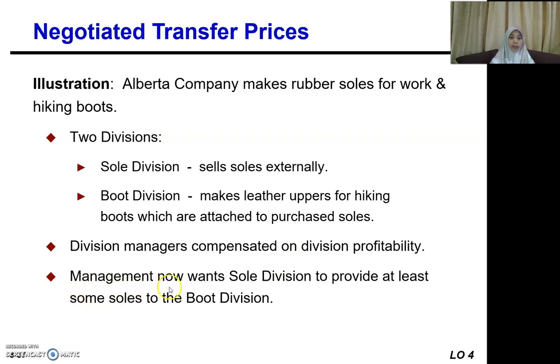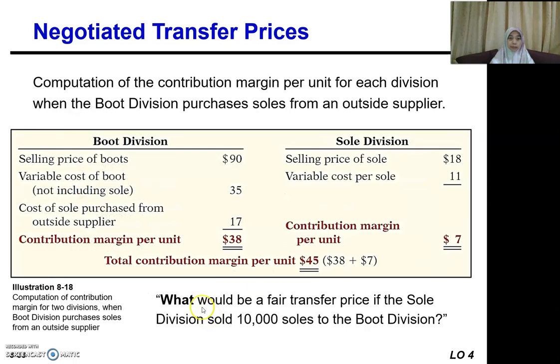Now, the management of Alberta Company wants the sole division to provide at least some soles to the boot division. So instead of selling the soles to the external market, they want the sole division to provide some soles to the boot division. So when you want to compute whether the internal transfer should take place or the sole division should sell to the outside market, what should be the fair transfer price if they want to transfer, let's say, 10,000 soles to the boot division?